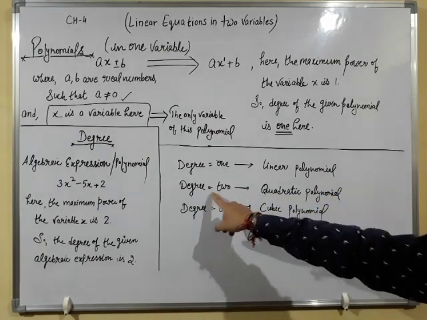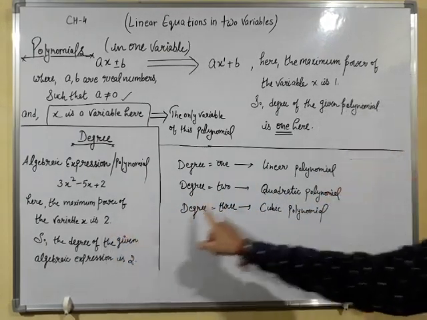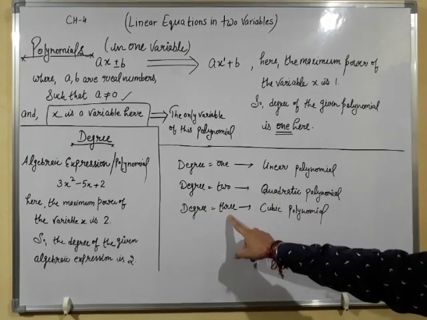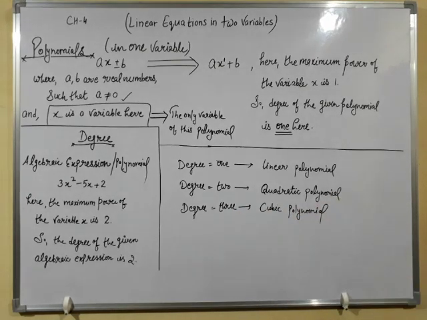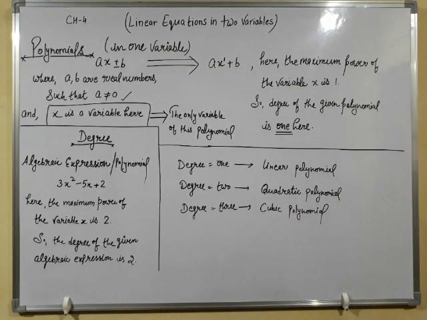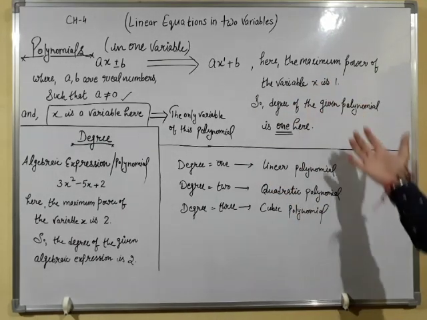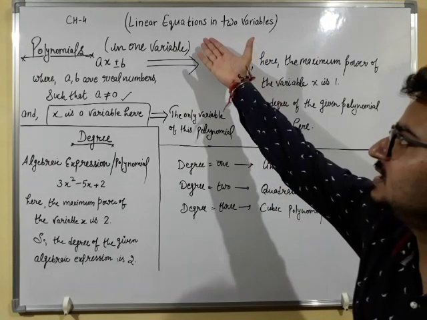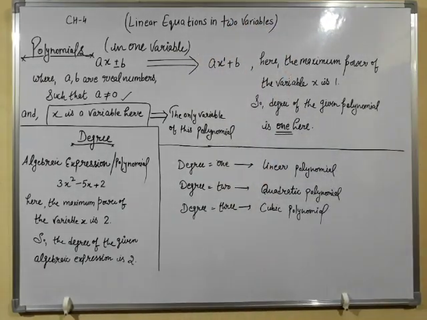If we have degree equal to 2, then that polynomial is considered a quadratic polynomial, and if we have degree equal to 3, then that polynomial is considered a cubic polynomial. Now I will connect the discussed topics with linear equations. So keep watching this video.